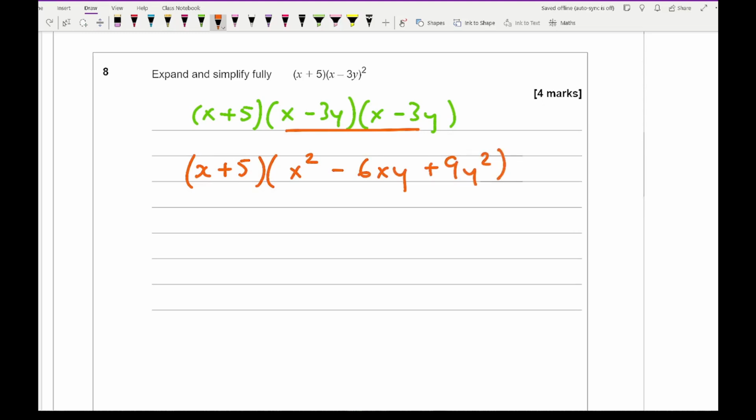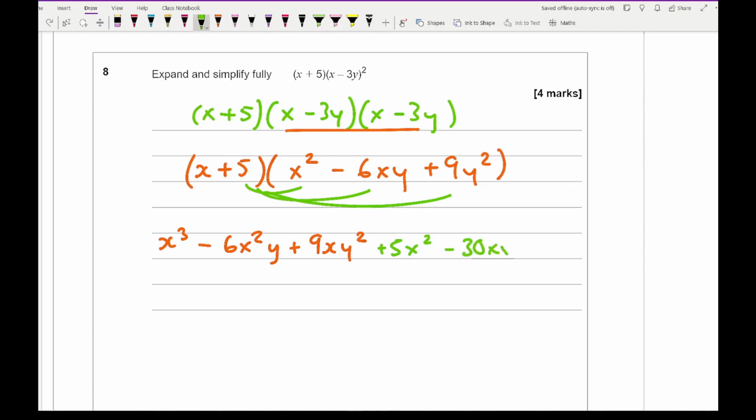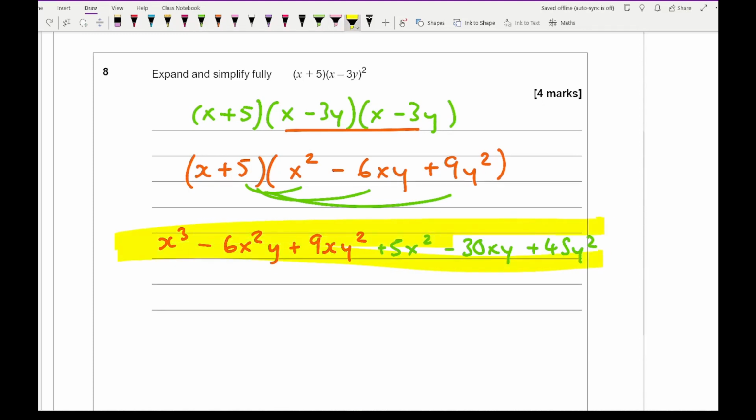And then expanding that out, what do we get? We're going to get x cubed minus 6x squared y plus 9xy squared, and then multiplying out these three things, we get plus 5x squared minus 30xy plus 45y squared. And to my knowledge, I don't think that will simplify, so there is my final answer. And there we go.